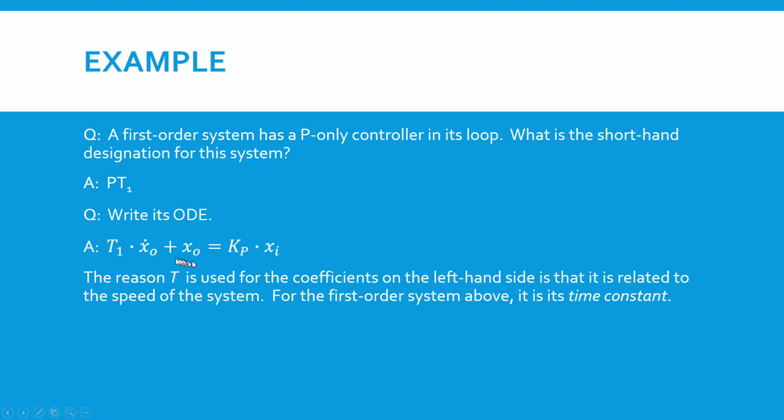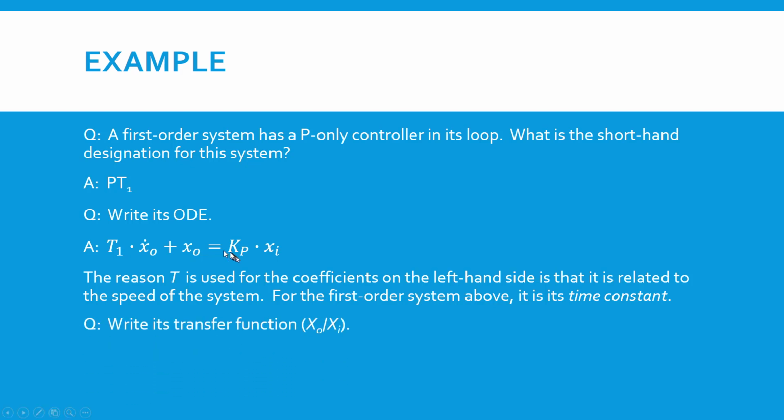Now, what can be seen from this example, and the reason that I used it, is that the reason we have T's as the coefficients on the left-hand side of the equation is that they're related to the speed of the system. And for this first order system here, T1 is what's called a time constant of the system. You can look at another video in the series on first order step responses, and it goes into more detail about what that means.